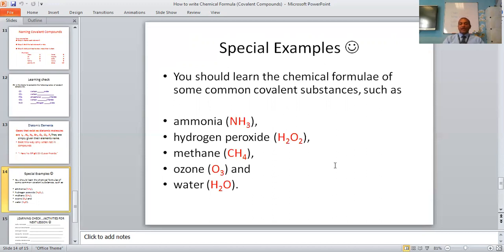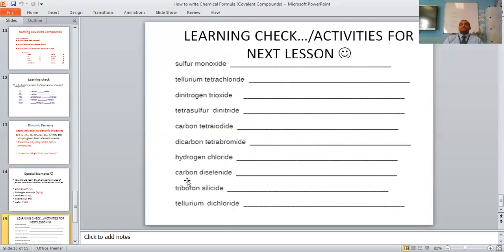Okay, so to end our lesson today, activities: can you name all of these compounds and write down the chemical formula? And I shall see you back in my next lesson for how to write the formula of ionic compound. And the answer will be given in that video.